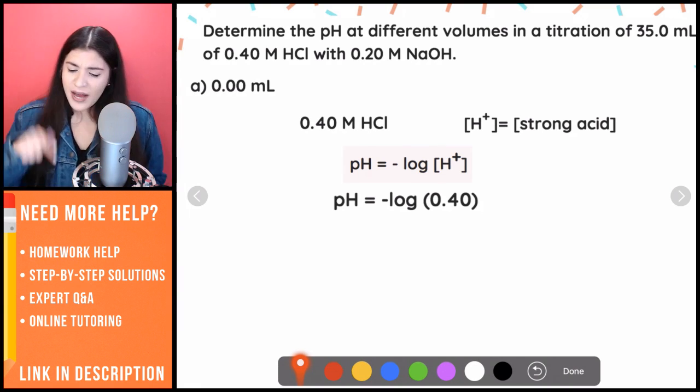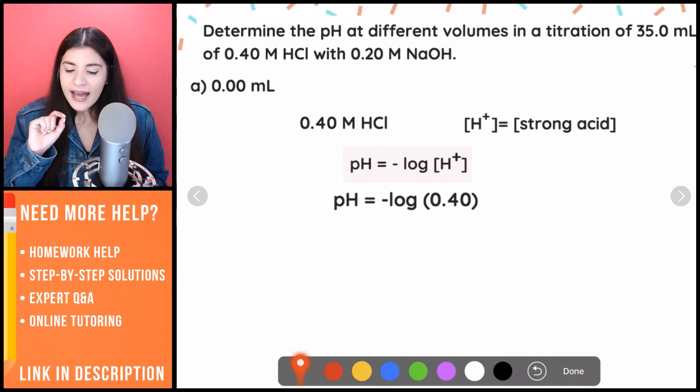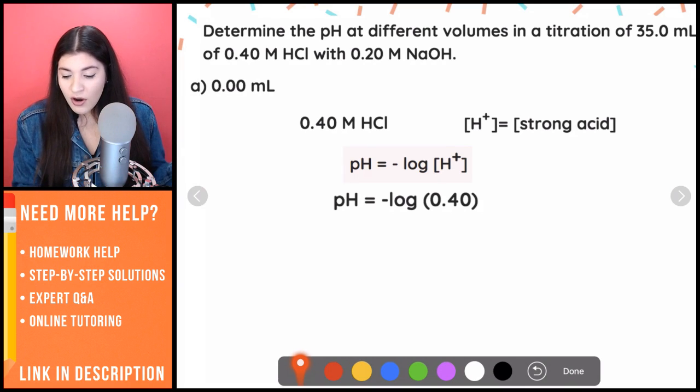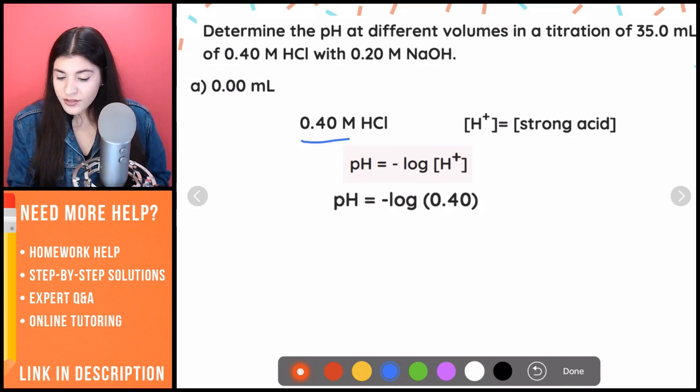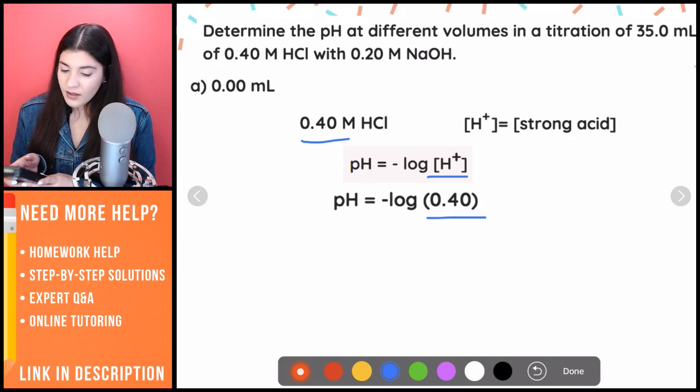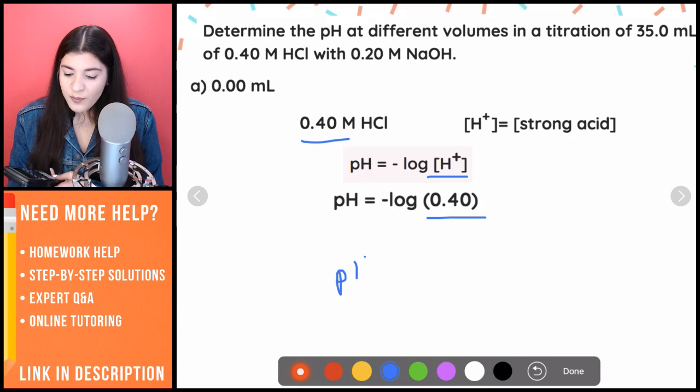All right, so let's go back to this. If we haven't added any base and we just have our strong acid, plug it in and we're done. So I'll plug in our concentration of our acid, and then let's actually do this together. I'll do negative log of 0.40, and this is going to tell us what our pH is. And remember, our pH must be very acidic because it's just a strong acid.